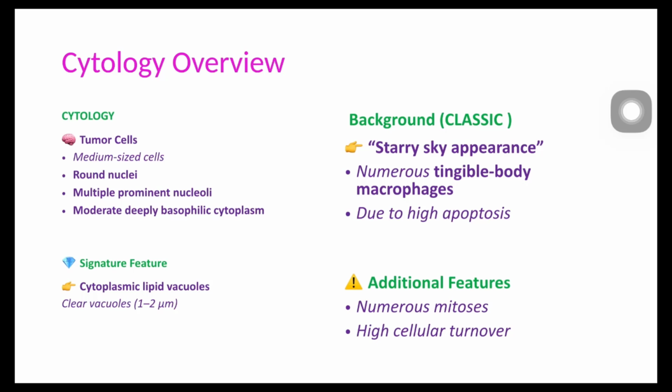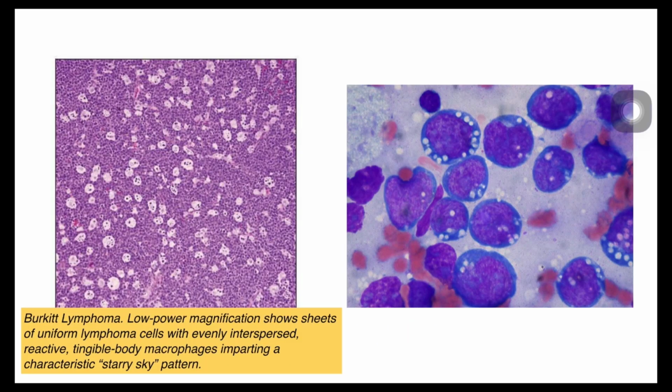Cytologically, tumor cells are medium size with round nuclei, multiple prominent nucleoli, and moderately deeply basophilic cytoplasm. The signature feature is cytoplasmic lipid vacuoles, which are 1 to 2 micron in size. The background shows numerous tingible body macrophages which give a starry sky appearance. It is due to high apoptosis. Additionally, you will find numerous mitoses and high cellular turnover.